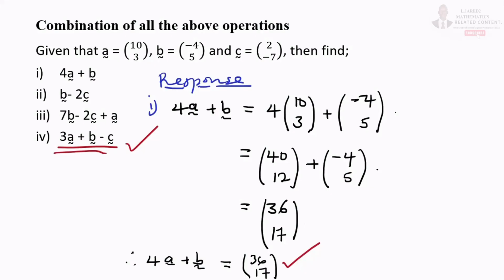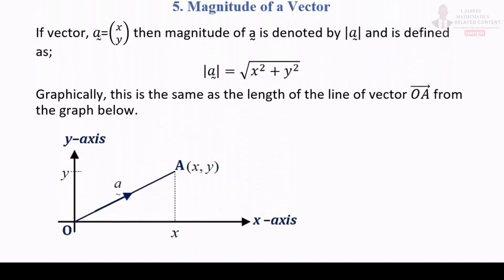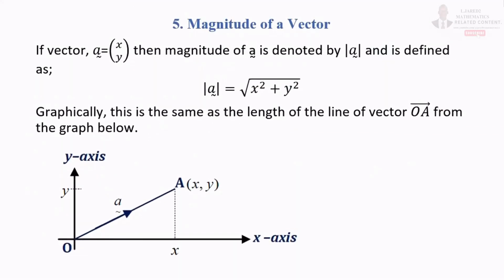Let's now review the course outline. I can see that we have so far finished the operation on sides. Let's now jump over to magnitude of vectors. We are saying that if a vector A equals (x, y), then the magnitude of vector A is noted the way you can see it here.